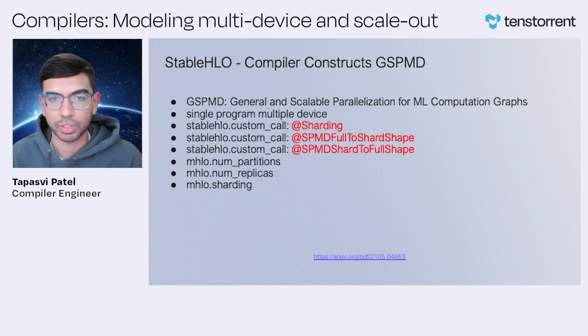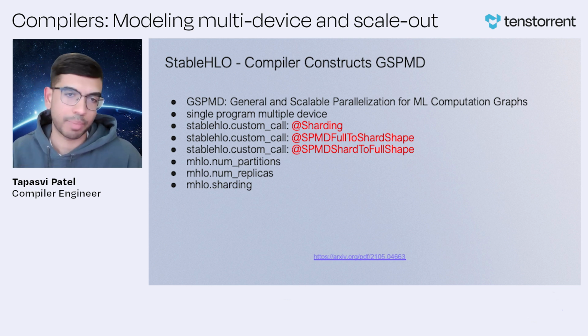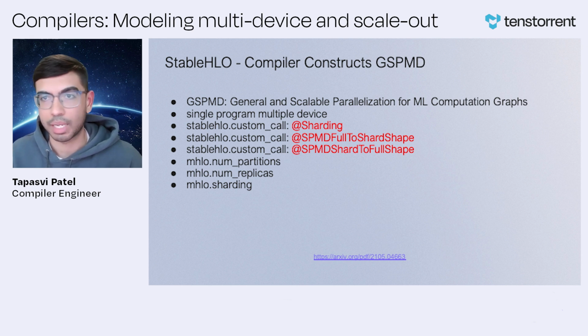StableHLO is part of the OpenXLA project, where they also have a specific dialect and a specific set of operations. And what we do essentially is we write conversion passes from StableHLO into our TTIR dialect, which gets converted to TTNN. And then finally, the TTNN dialect will actually execute what needs to get executed using the TTNN runtime library. So StableHLO essentially also has the multi-device representation, something that the first representation was called GSPMD.